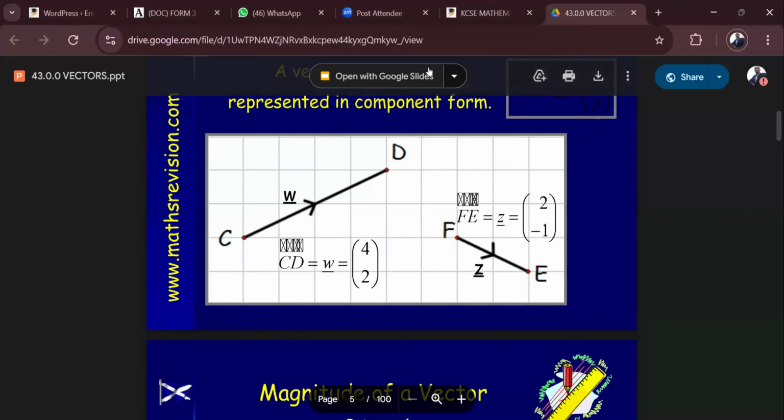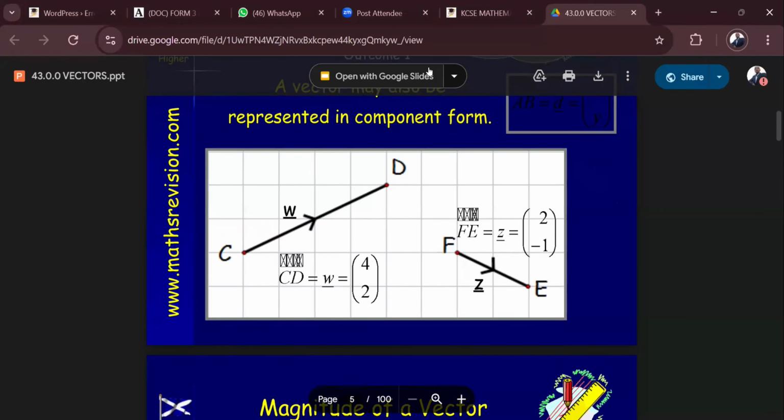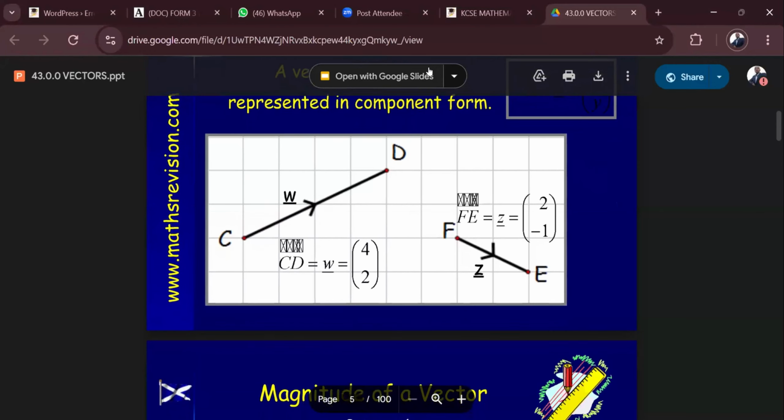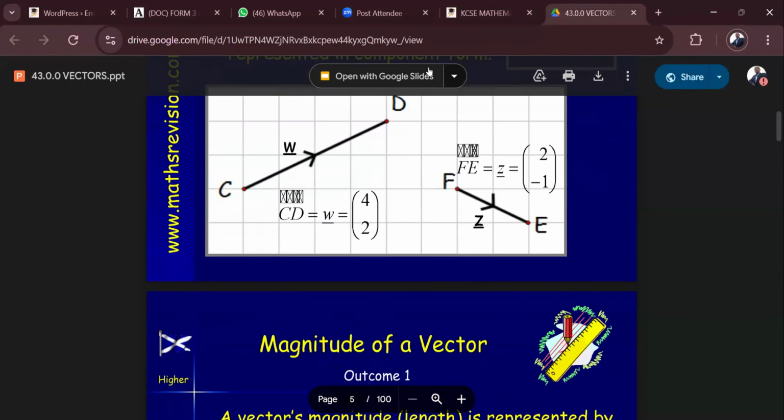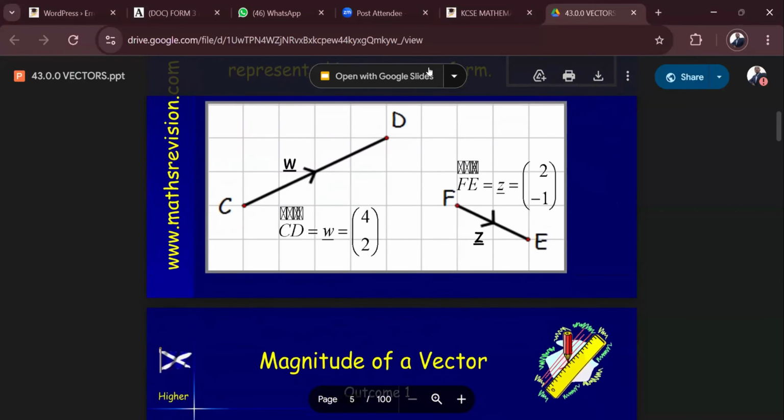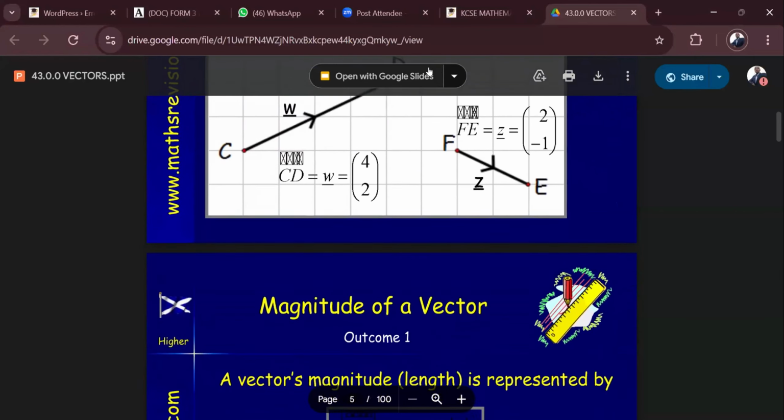So moving to the way we represent vectors, there must be an arrow to show direction. The magnitude or the size of that arrow, like when you compare what you have here, like vector CD and vector FE, we can see both have direction, but one is bigger than the other one. So one has a bigger size than the other. By just looking at them, you can determine which vector is bigger than the other one. And also, you can see the directions they are taking.